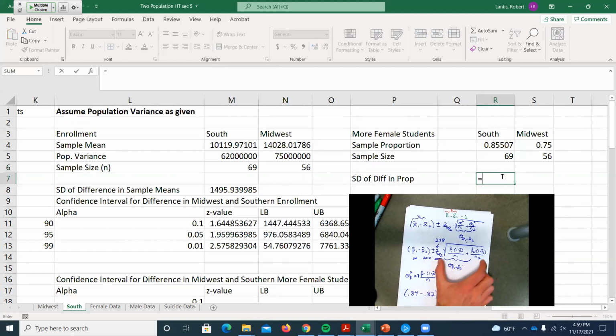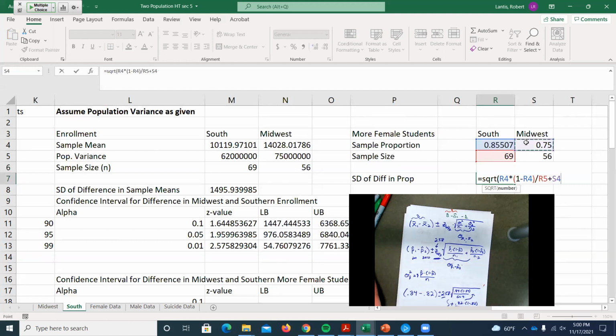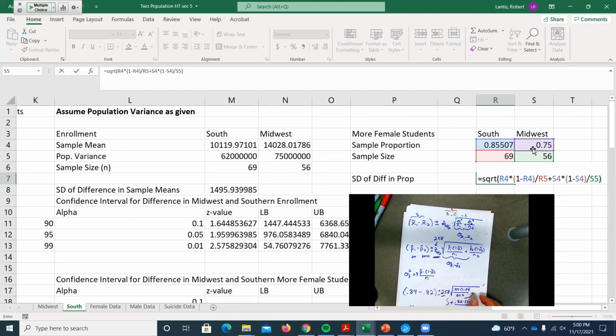So I'm going to take the square root of my first group sample proportion times 1 minus that group's sample proportion, right, divided by that group sample size. And then add to that my second group sample proportion times 1 minus that group's sample proportion divided by that group's sample size. To me, this is a lot easier than doing this by hand. If I had to keep this out to 5 decimals or something, enter this into a calculator, worry about my parentheses, it's a little bit easier for me, I think, to do this in Excel.